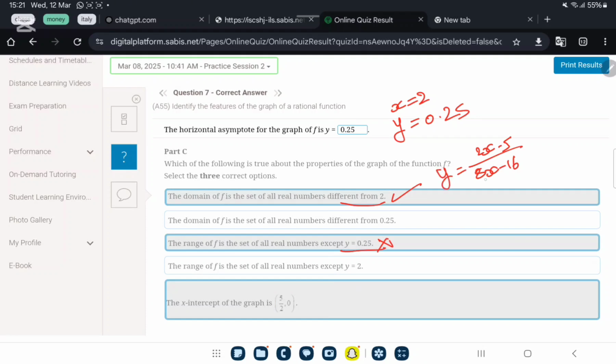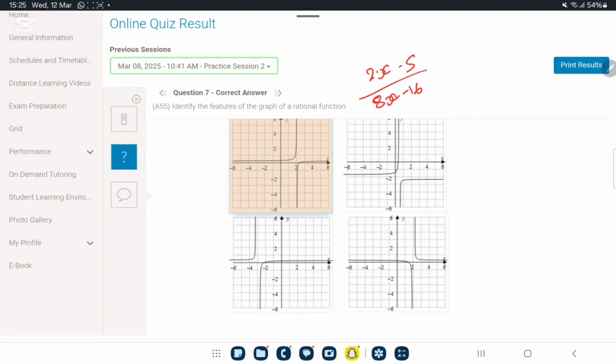Now they're asking for the x-intercept. x-intercept means y is 0. You cross multiply. So 0 equals 2x minus 5. You move 5 to the other side, it becomes positive, equals 2x. You divide by 2, 5 over 2 equals x. And that's your x-intercept. Now for this part, as we said before, we first check the asymptotes. We got x equals 2 and y equals 0.25, and x-intercept is 5 over 2.